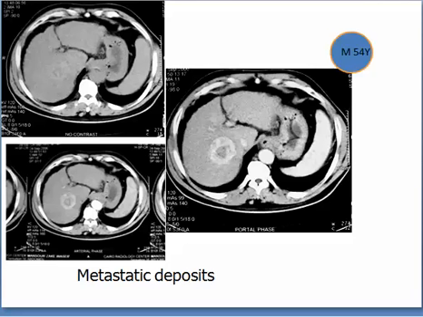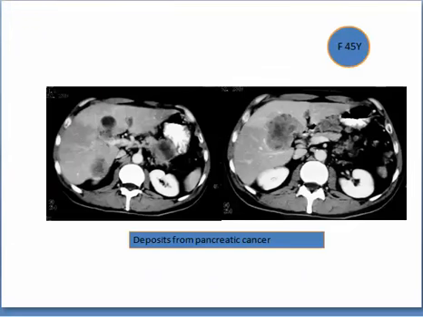The appearance is that of metastatic deposits. Here we have deposits from pancreatic cancer: multiplicity, hypodensity, ill definition of the margin. Contrast enhancement is limited, and usually areas of breaking down are seen.